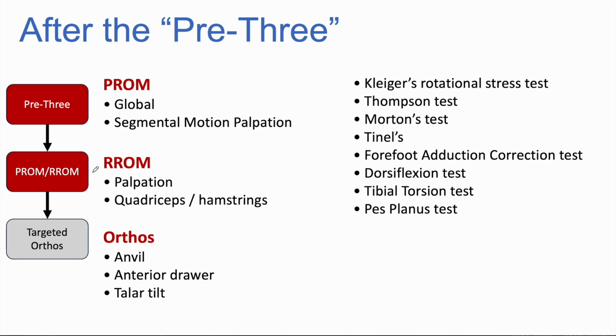Once we've narrowed the differential list, we can run targeted orthopedic clusters. For lateral ankle sprain, think about anterior drawer or talar tilt. For syndesmotic injury, you could do a squeeze test and external rotation. For Achilles, Thompson test is classic. Again, the key idea is selection. We choose tests based on earlier findings and questions.